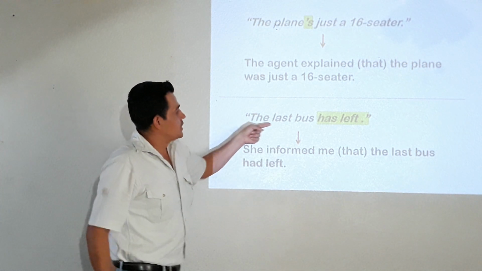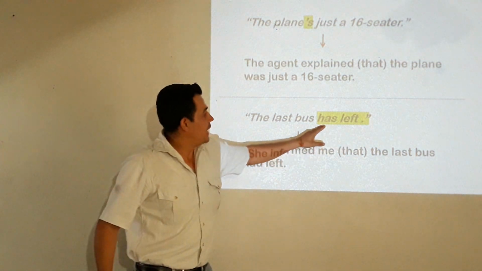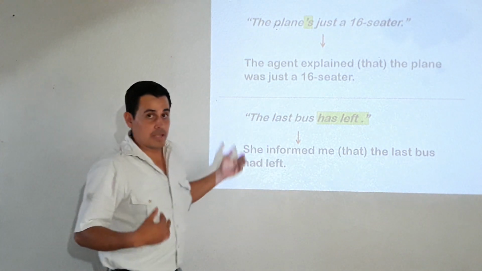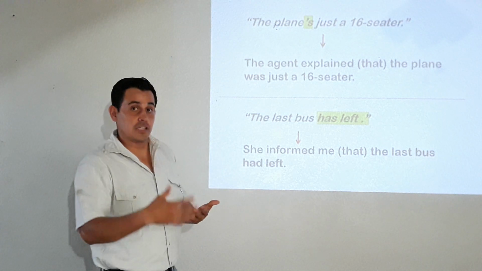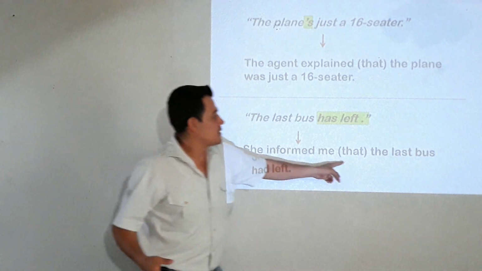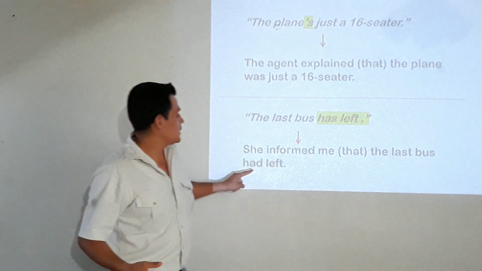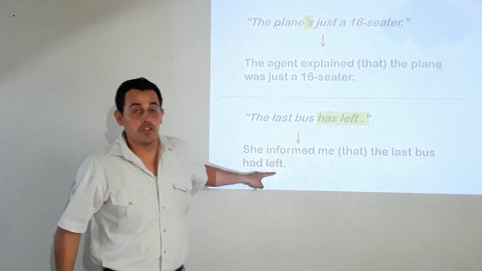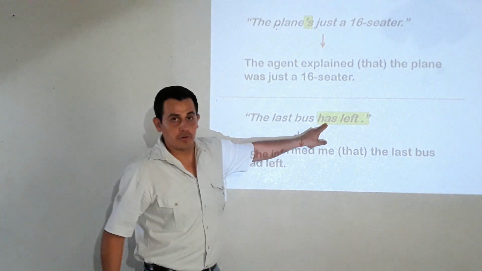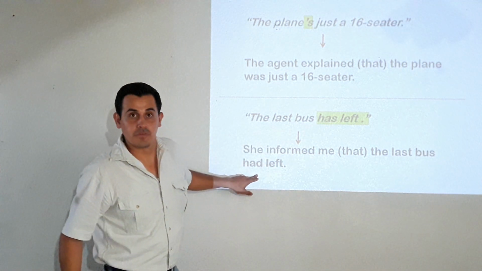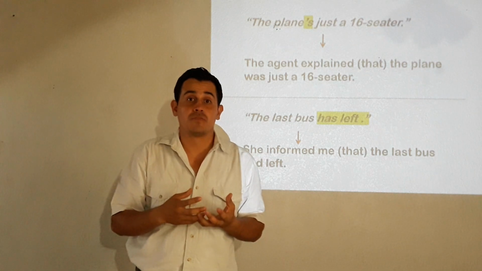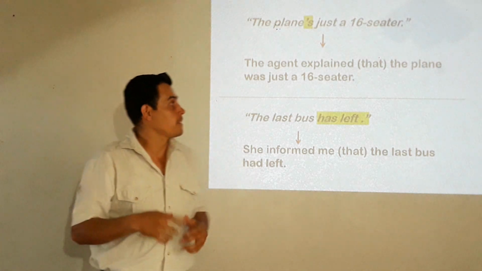Another example, the bus has left. Has left is present perfect. And then when you report that to somebody else, because they are asking you, you say, she informed me that the last bus had left. What do you notice here? Had is not present perfect, it is past perfect. That's the shift in tenses that you have to be aware of and you have to be careful of. Moving on.